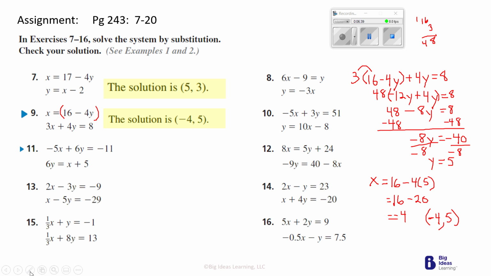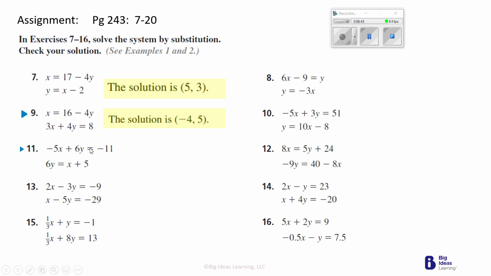And once again, erase the ink, and we're going to go on to the next part. Number 11. For number 11, I have to rearrange this one here. I'm just going to subtract 5 from both sides.